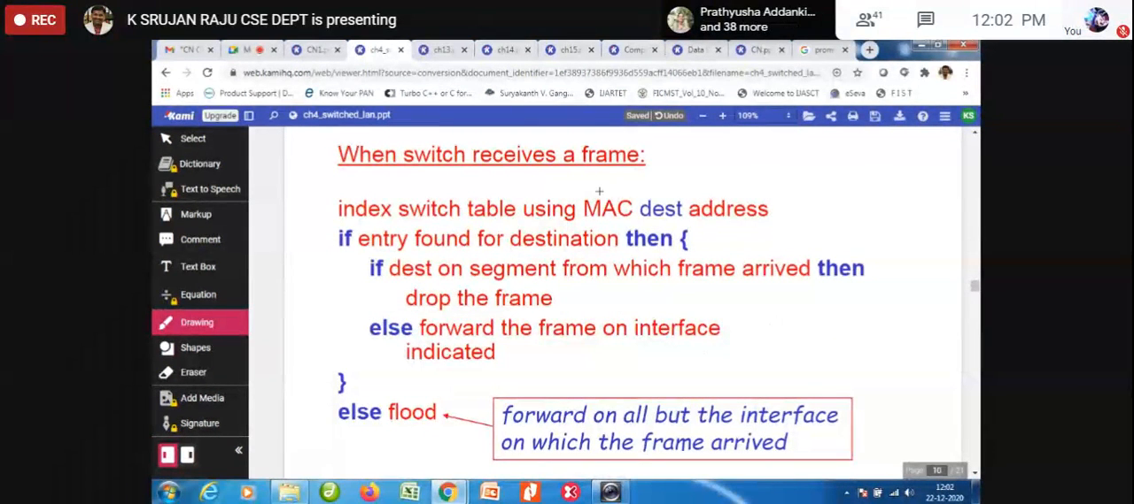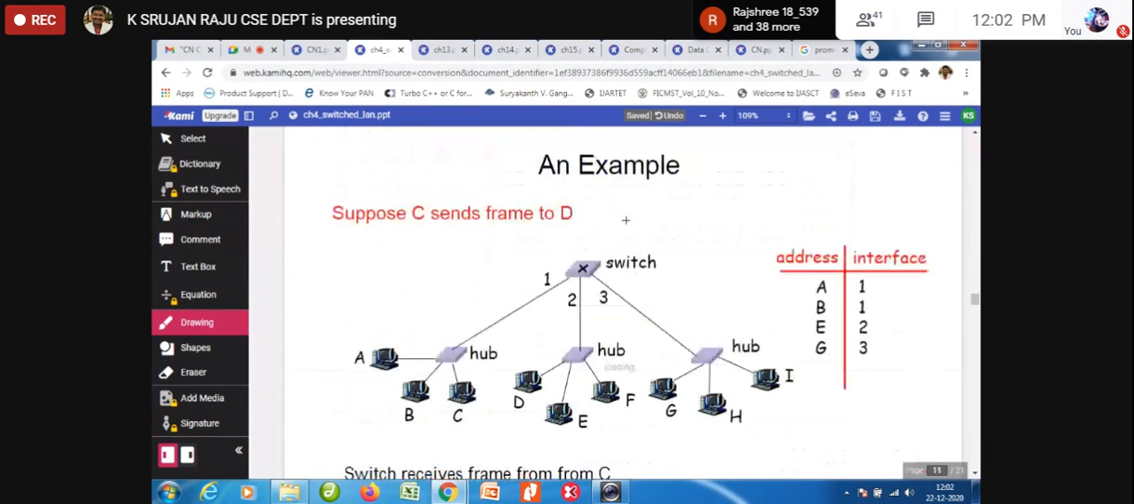How it is going to be forwarded. It is going to verify the MAC addresses and which port they are connected from, using the table. It will learn and it will forward according to that.